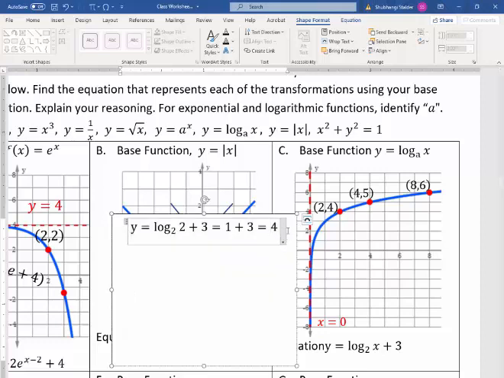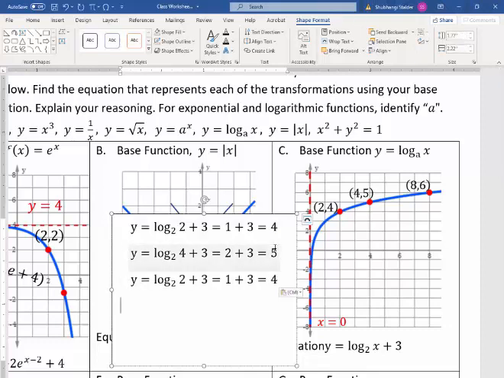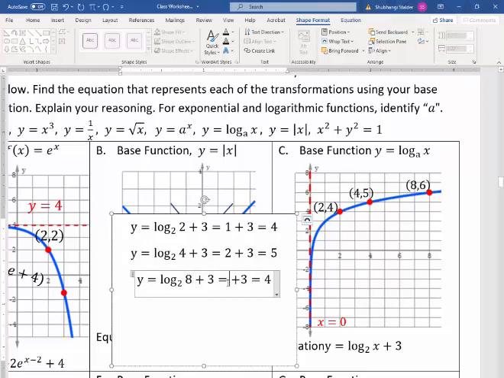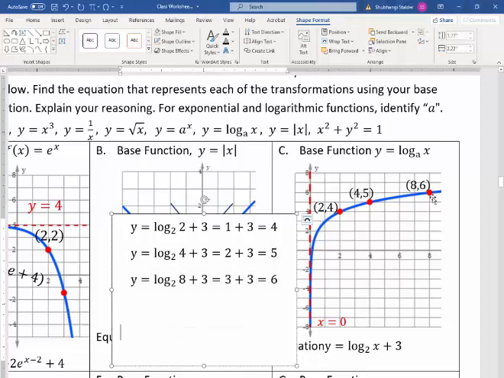And if you plug in 4, so 2 to what power gives you 4? That would be 2. And 2 plus 3 gives me 5. Can you see? If I plug in 8, 2 to the 3rd power will give me 8, and 3 plus 3 gives me 6. So it matches the coordinates here: 2 and 4, 4 and 5, 8 and 6. Can you see how the points match up?